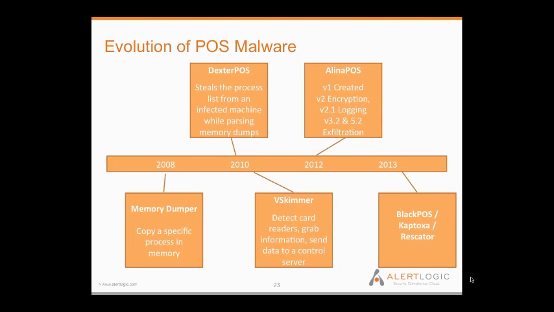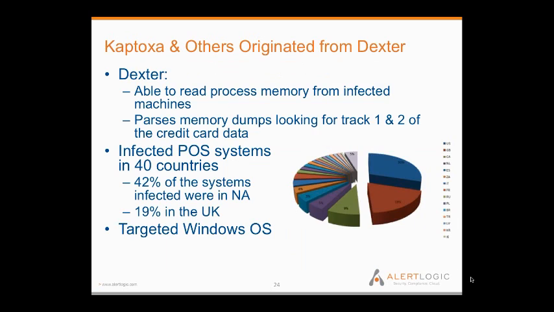And then Alina POS system, that's actually been around since early 2000s. It's all the way up to 5.2 on version numbers. Also does a similar task. And then of course we get down to the Target breach and Black POS, Kaptoxa, and that's a very complex system, and we're actually going to be seeing more of this type of malware in complex forms.